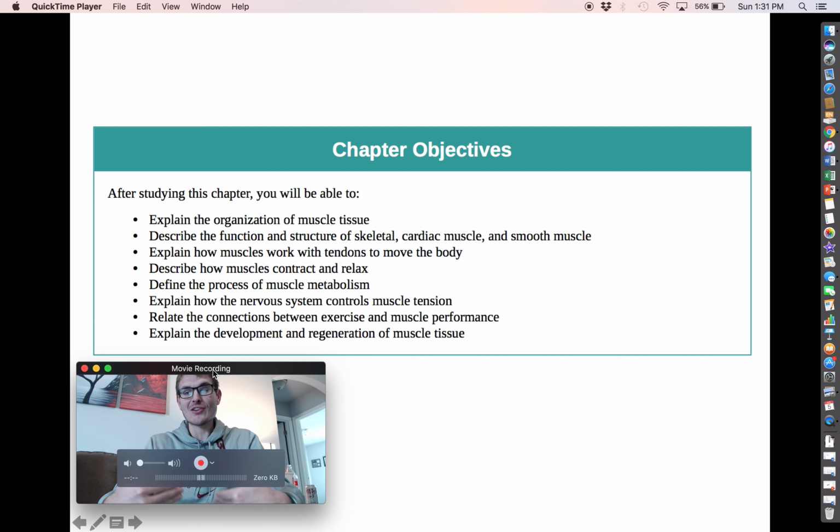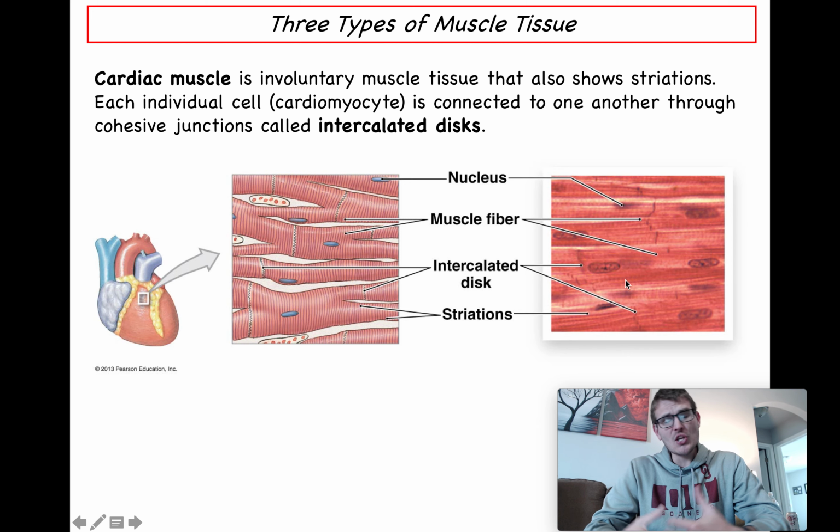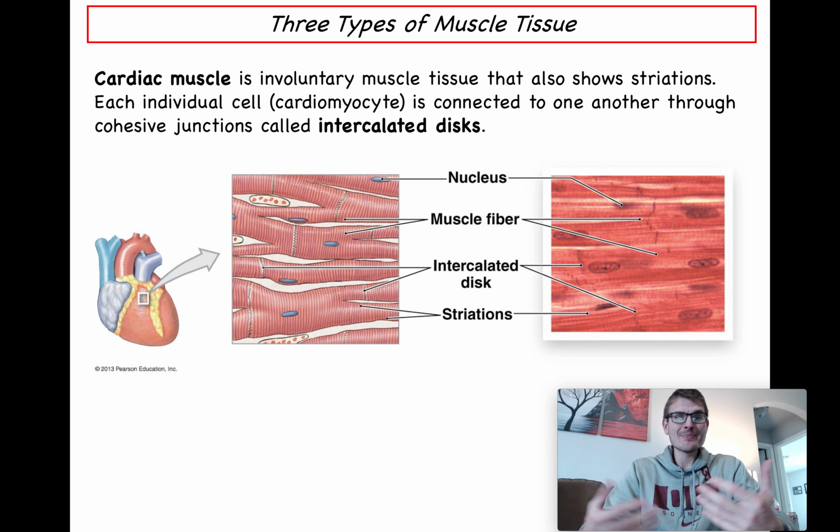Cardiac muscle is organized kind of the same way skeletal muscle is. So you can notice that cardiac muscle is also striated. You can see those alternating dark and light bands there, although they're not quite as easy to see under the microscope there.